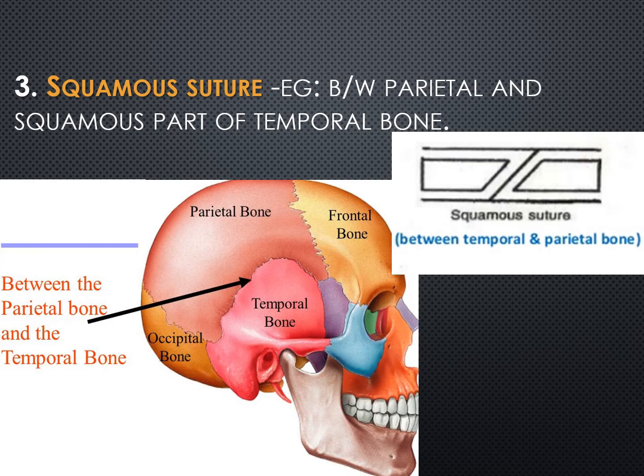Now moving to the third type of suture, that is squamous suture. Here the two bone ends are flat and overlapping each other. So that is why it is called squamous suture and it is seen between the parietal bone and the squamous part of temporal bone. So this is squamous part of temporal bone. This is the parietal bone. Between these two you get the squamous suture.